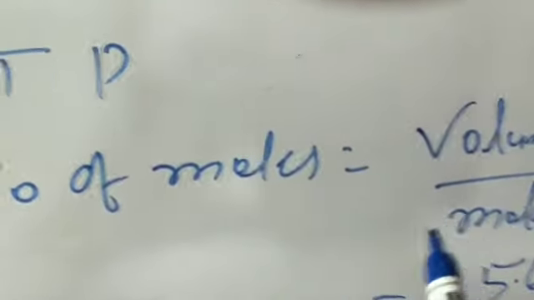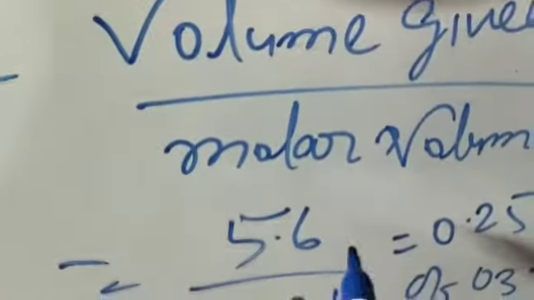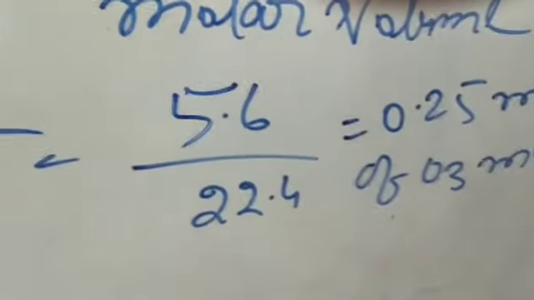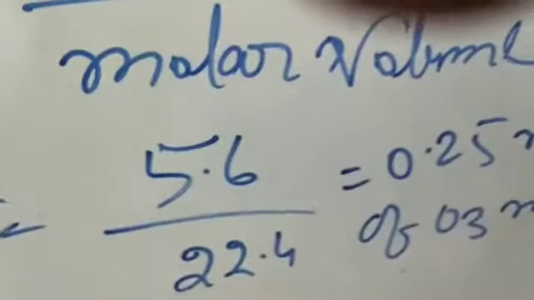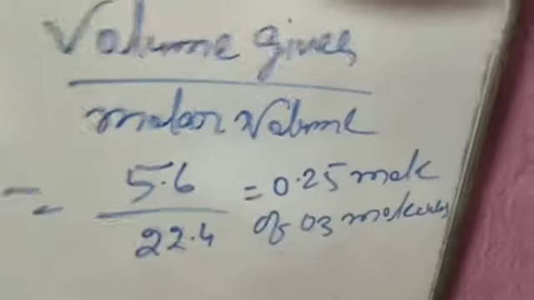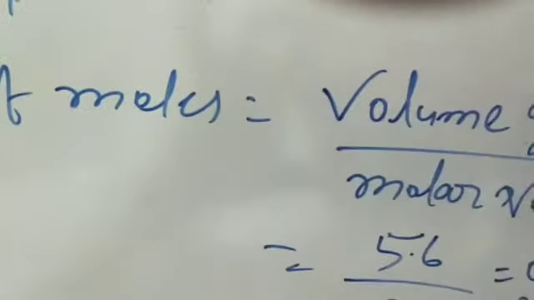Actually, number of moles in the case of volume is equal to volume given upon molar volume. Volume given is 5.6. So put here 5.6 divided by molar volume, that is 22.4 liter at STP. After dividing, we will get 0.25 moles of O3 molecule, ozone molecules at STP.